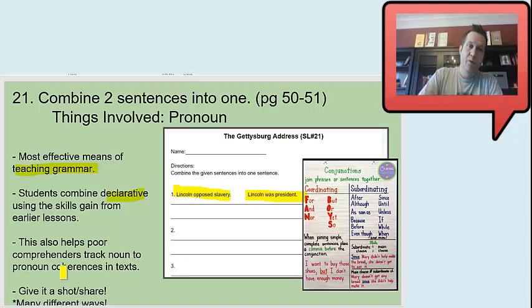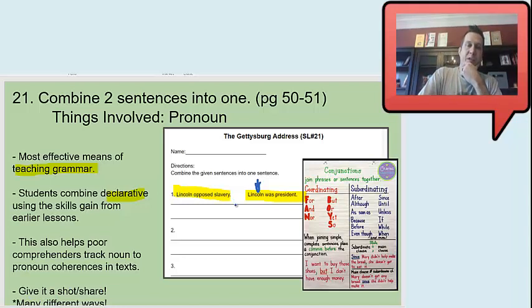It also helps poor comprehenders track nouns, track those nouns to pronoun coherences as well. Because the reason why it does that is they're going to have to supply a pronoun for the second Lincoln. They're not going to say Lincoln opposed slavery and Lincoln opposed the president. Lincoln was the president. They're not going to reuse that same noun over and over and over, which heightens their awareness to the fact that authors are doing that. They're using antecedents in their work all of the time, and that's what some kids struggle with. So this also helps poor comprehenders track the nouns, like I said.